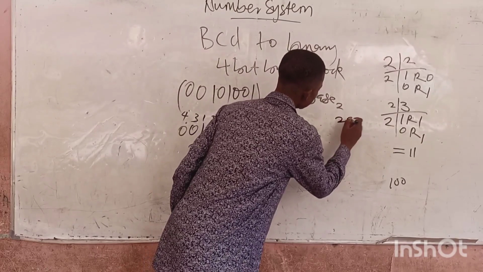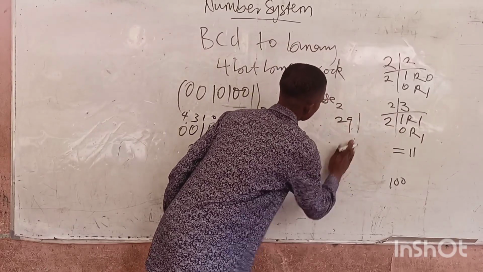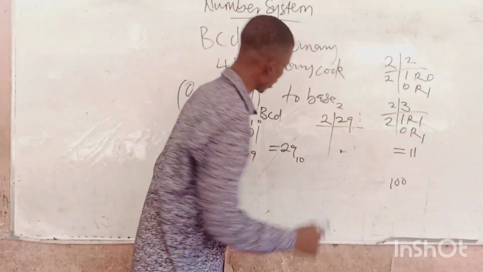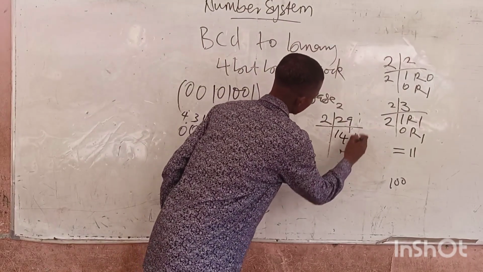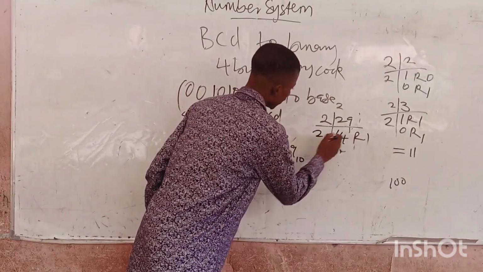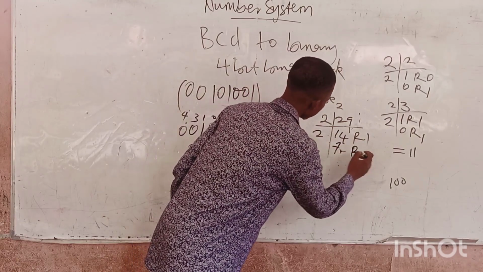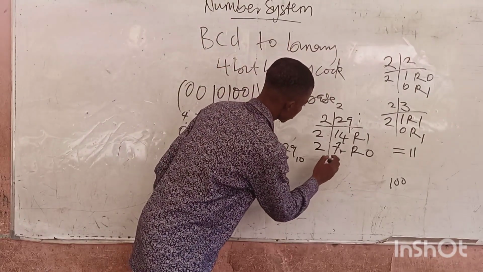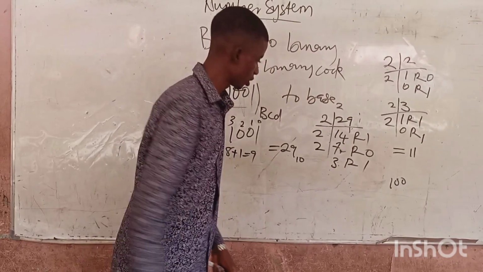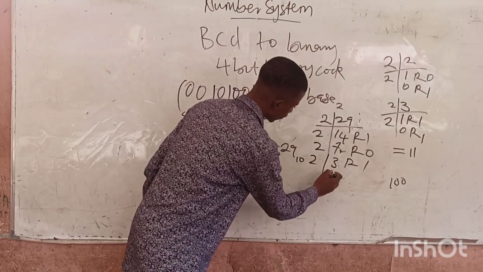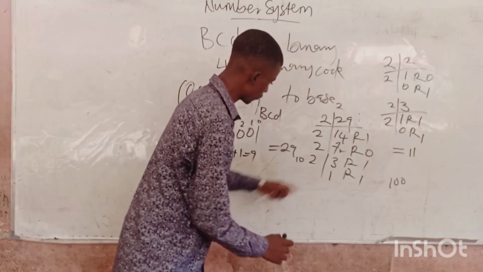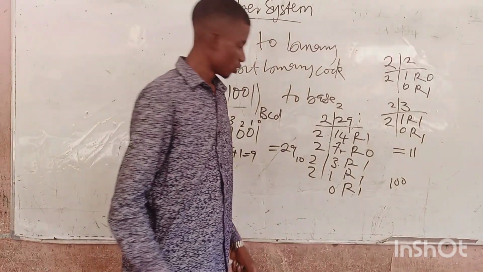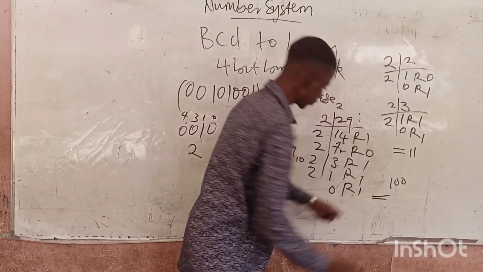The next step is to convert this 29 in base 10 to binary, which is base 2. 29 divided by 2 will give us 14, remainder 1. 14 divided by 2 will give us 7, remainder 0. 7 divided by 2 will give us 3, remainder 1. 3 divided by 2 will give us 1, remainder 1. And finally, 1 divided by 2 will give us 0, remainder 1.